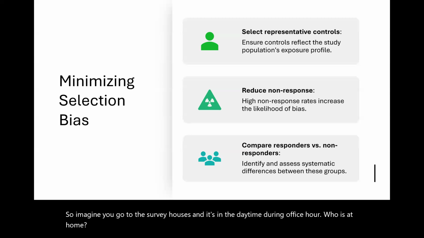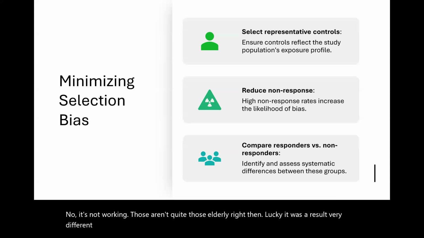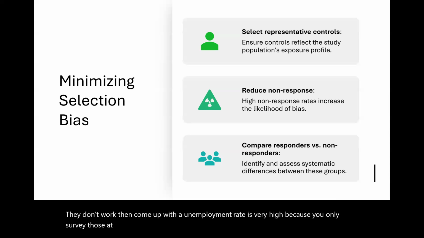Unemployed. Those not working, those unemployed, those elderly, right? Then okay, your result very different. Most people stay at home. You see, I found that 80% of those I surveyed stay at home. They don't work. They come out with an unemployment rate is very high because you only survey those at home. So where you survey also matters.